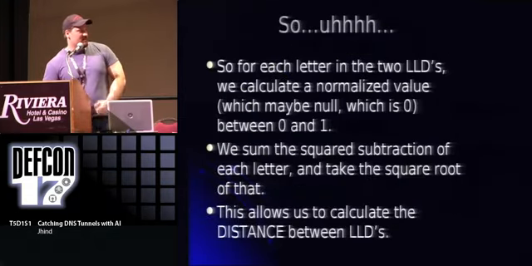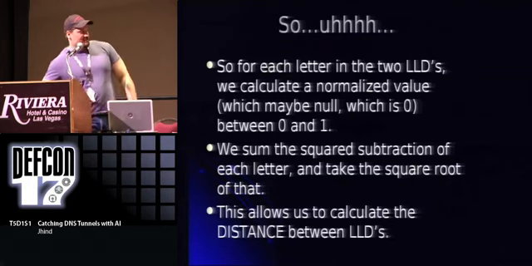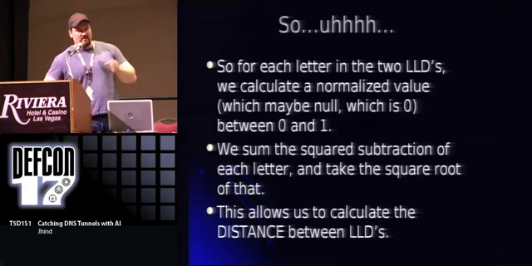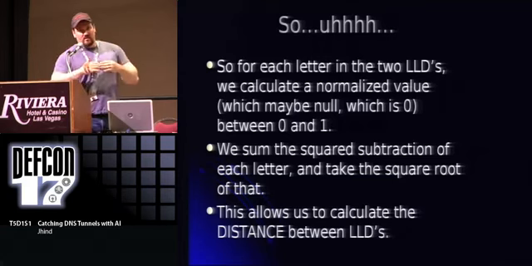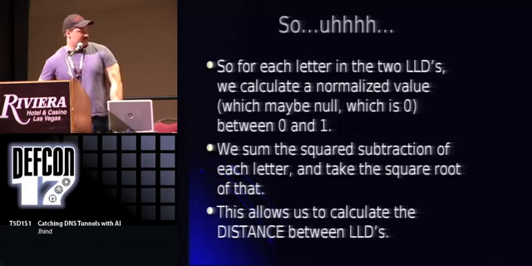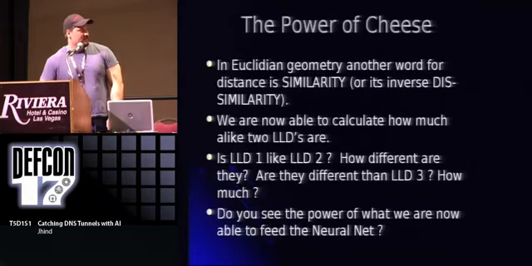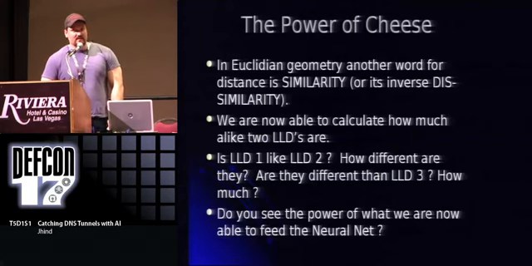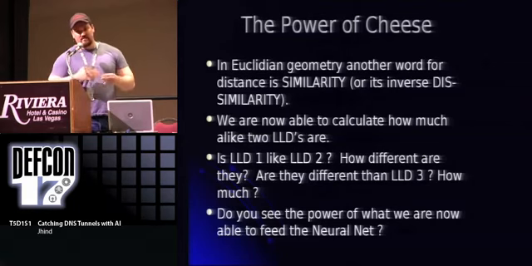This is the textual explanation of what I just said. Again, it's the summed squared subtraction of each letter's numeric value. So we're comparing strings. This allows us to measure the distance between LLDs. In Euclidean geometry, another word for distance is similarity and dissimilarity. So we're actually measuring how similar different DNS requests are.